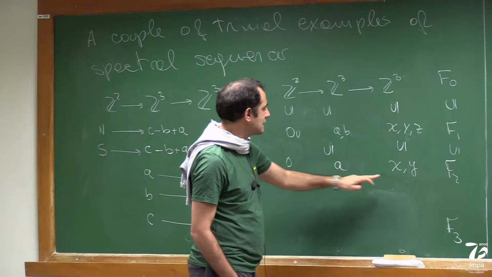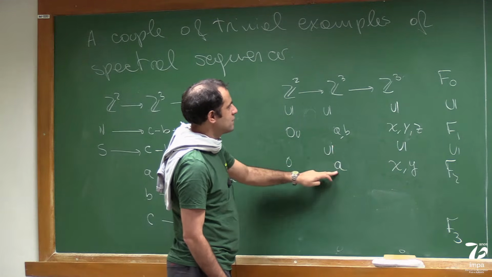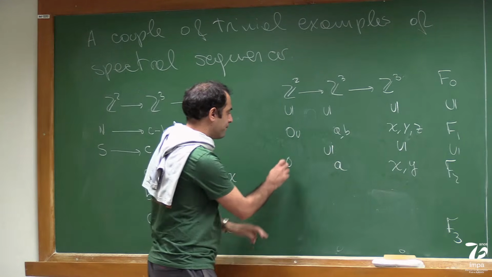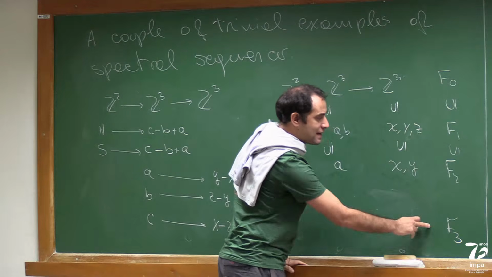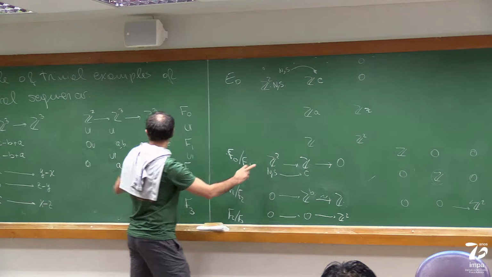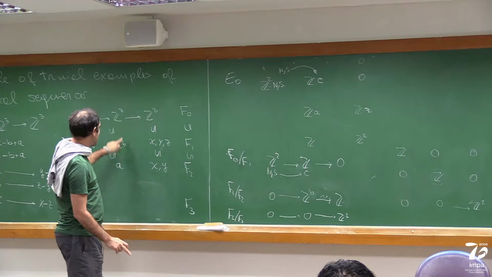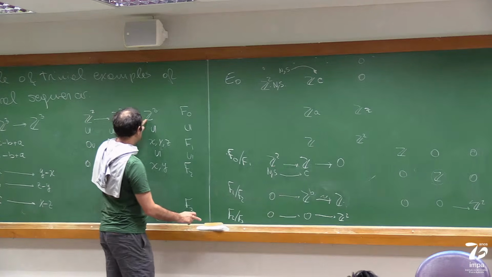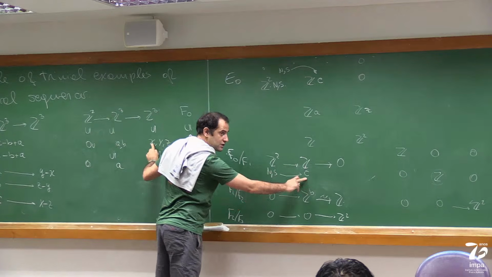We might need to correct it, but it doesn't look like. One less in degree 1, nothing in degree 0. And we might need an f3. But the associated gradient so far looks like a z2 that survives here, a z that survived here, 0 in this degree, and the differentials are surjective.